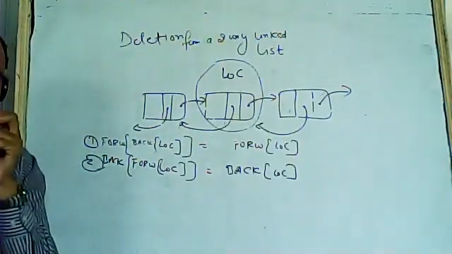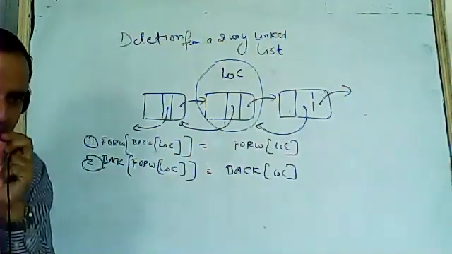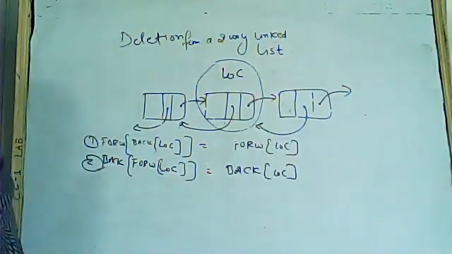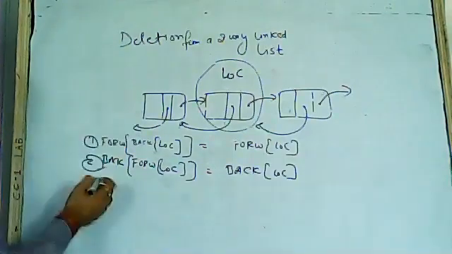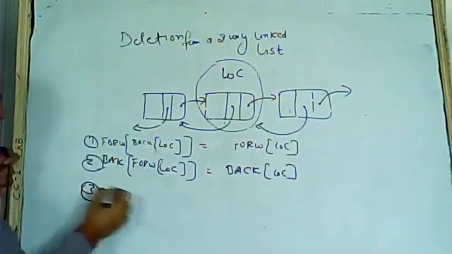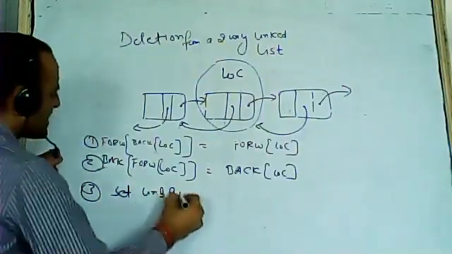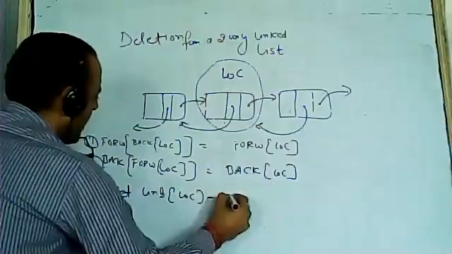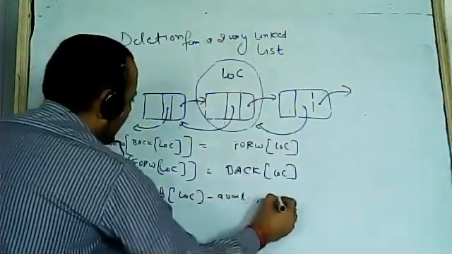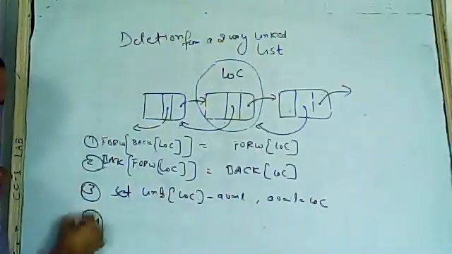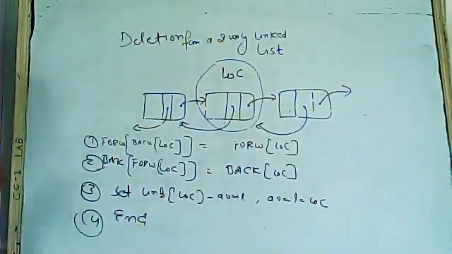Yes, sir. Everyone, is it clear? Now, location is deleted. I just need to put it into avail. So set link of location as avail, and avail is equal to location. And see, simple.